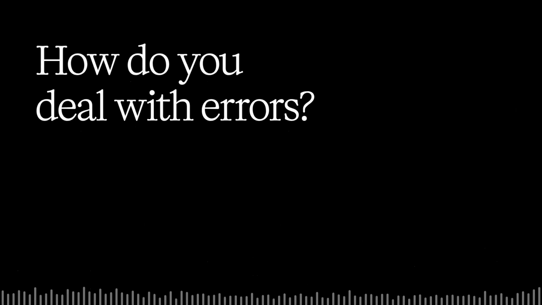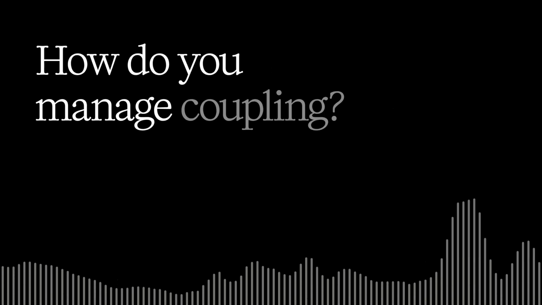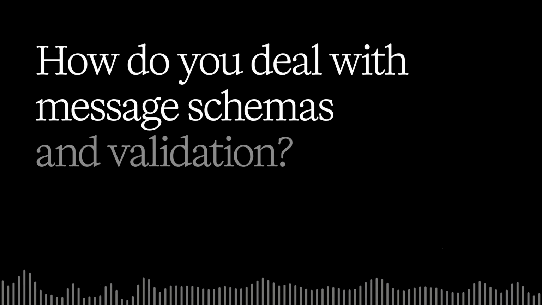How do you deal with errors? Do you write an anti-corruption layer? How do you manage coupling? How do you deal with message schemas and validation? Maybe your message handler is going to run on a container. Maybe it's a serverless function. In that case, how would you even test it? What was a simple, beautiful piece of business logic has suddenly become an awful lot more complex.